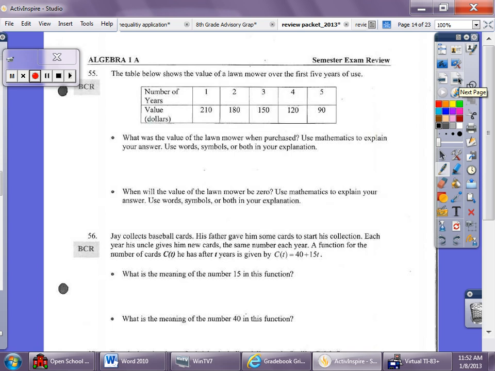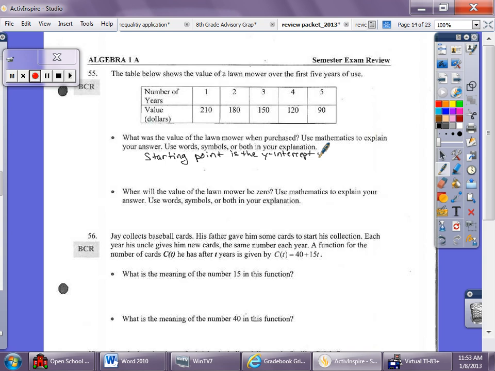55, the table shows the value of a lawnmower. What was the value of the lawnmower when it was purchased? Well, what this is asking us for is the value when it was purchased. So this is really asking us for our starting point. And we know that the starting point is the y-intercept.